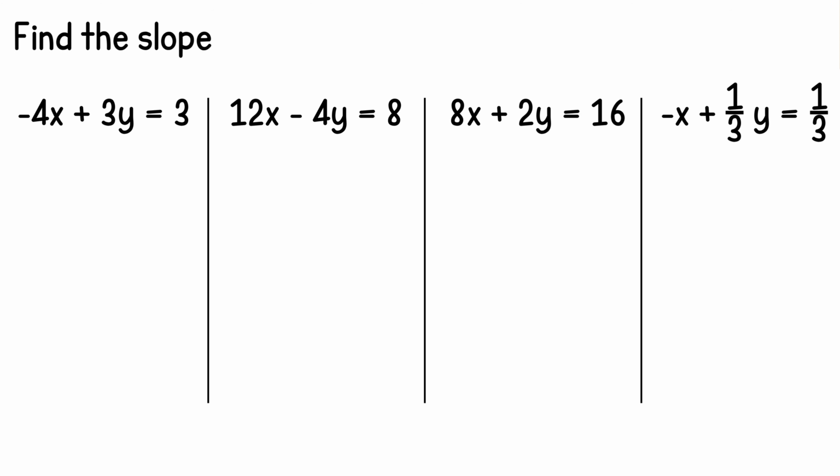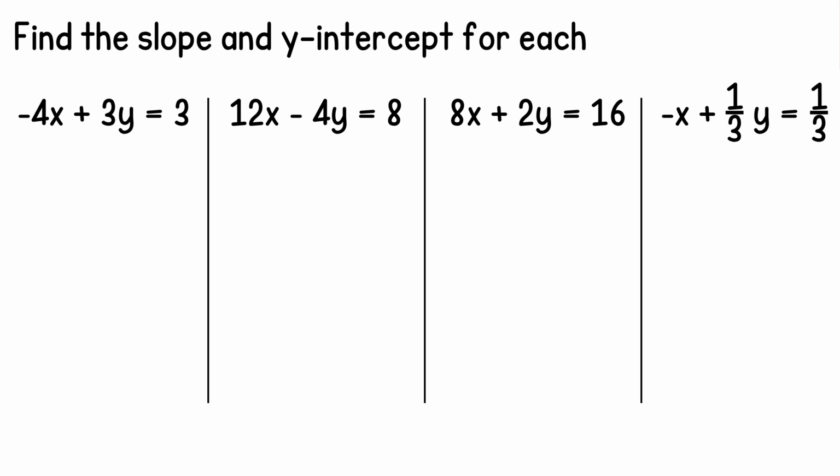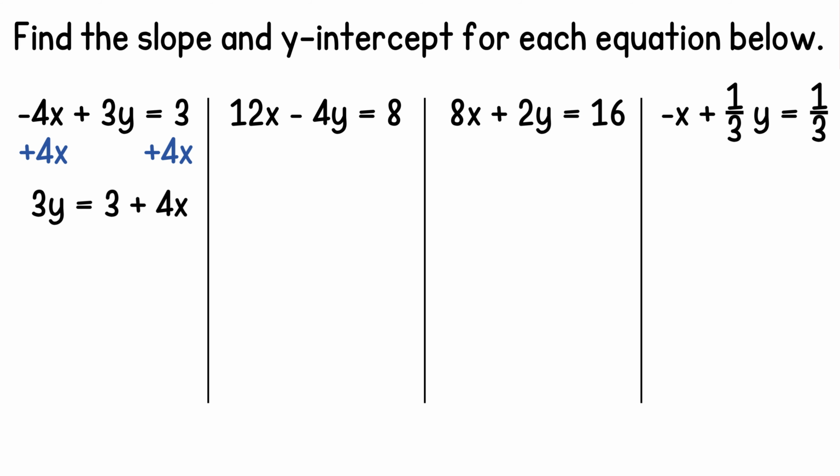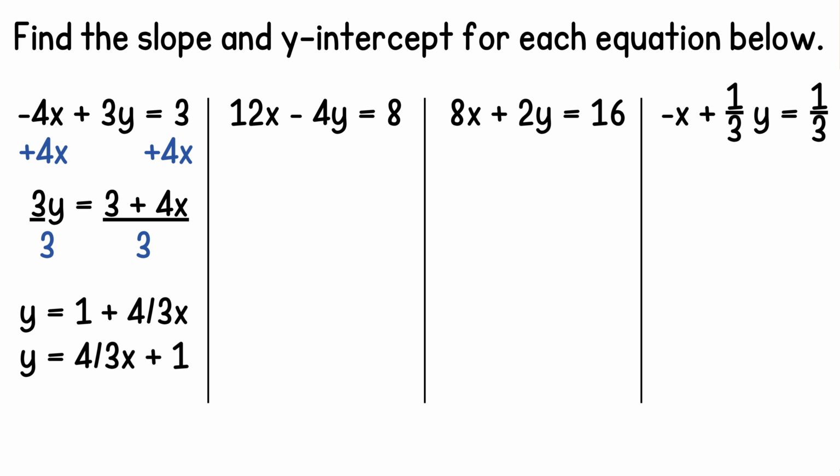We'll find the slope and y-intercept for each equation below. All of the equations are currently in standard form, so we just need to solve each equation for y to put them in slope-intercept form, and then we can identify the slope and y-intercept really easy. We'll start with our first equation by adding 4x to both sides. This gives us 3y is equal to 3 plus 4x. Now we'll divide both sides by the coefficient of 3, giving us y is equal to 1 plus 4/3 x. We'll switch the order of our numbers so that it's in slope-intercept form. Now we can easily see that our slope is 4/3 and our y-intercept is 1.